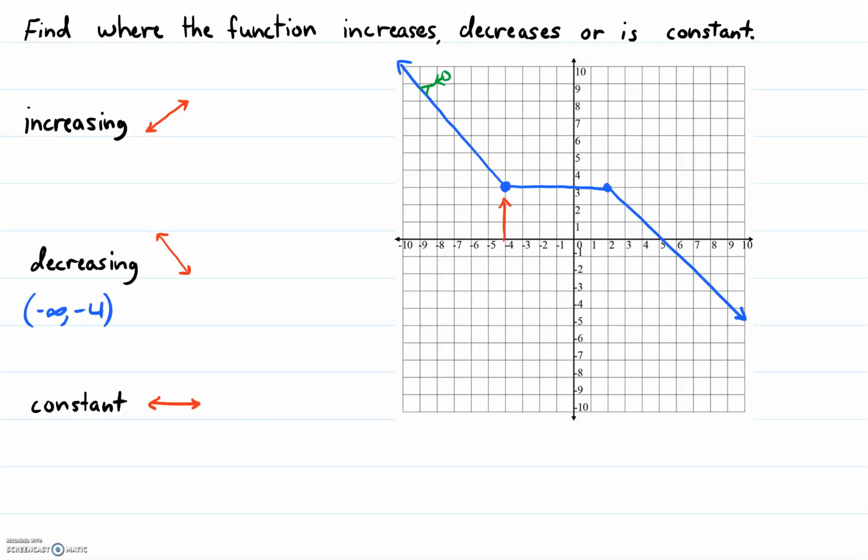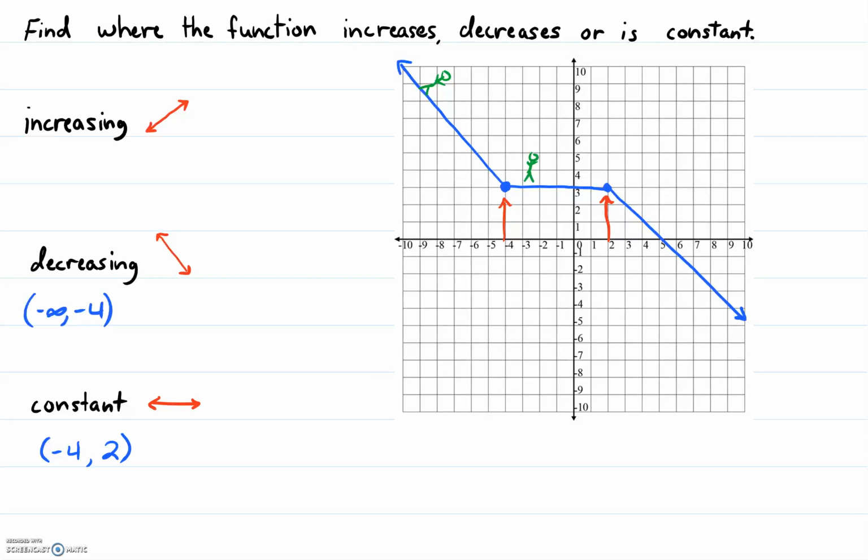And then the next thing that happens is it becomes constant. So if you imagine that you've already walked down to this second section, and you're standing there, well, now you're on flat ground. That's constant. That's nice and easy to walk on. And it's going to be constant all the way from the -4 all the way until you get to the x value of 2. And so we're going to write that interval under constant. So -4 all the way to 2.